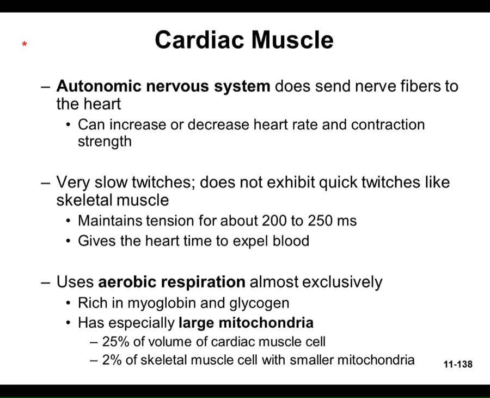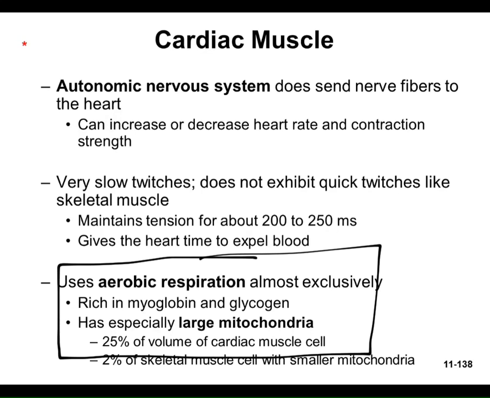And the heart uses aerobic respiration almost exclusively. It has a lot of myoglobin. It has a lot of glycogen. And the heart cells have unusually large mitochondria. So they are just ATP producing factories, these cardiac myocytes. Much, much bigger.